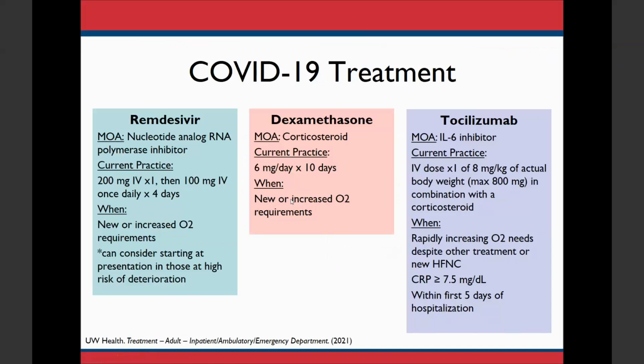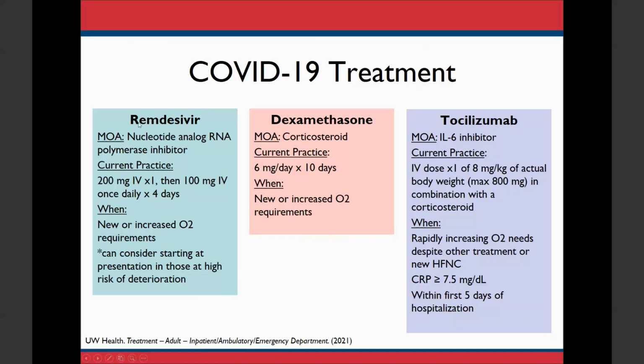The main pillars that we see a lot of for COVID-19 therapy are listed here. Remdesivir is the first, a nucleotide analog RNA polymerase inhibitor for the COVID-19 virus. We usually do the 5-day course, and this is typically started when patients have new or increased oxygen requirements. However, we can consider starting remdesivir at presentation in those at higher risk of deterioration. And there's even some new research looking at outpatient use of remdesivir too.